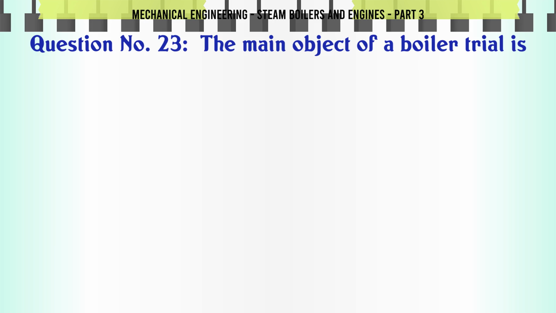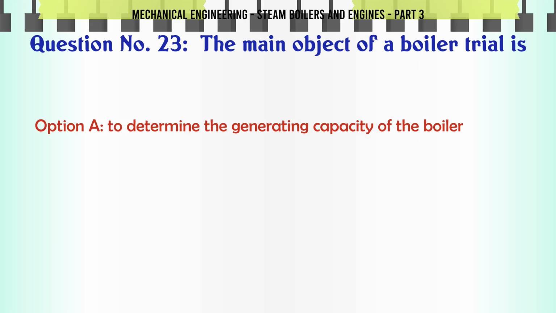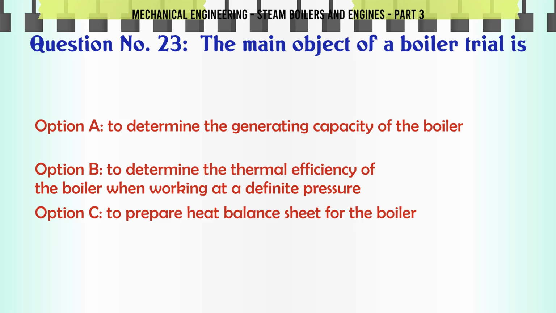The main object of a boiler trial is A. to determine the generating capacity of the boiler, B. to determine the thermal efficiency of the boiler when working at a definite pressure, C. to prepare heat balance sheet for the boiler, D.